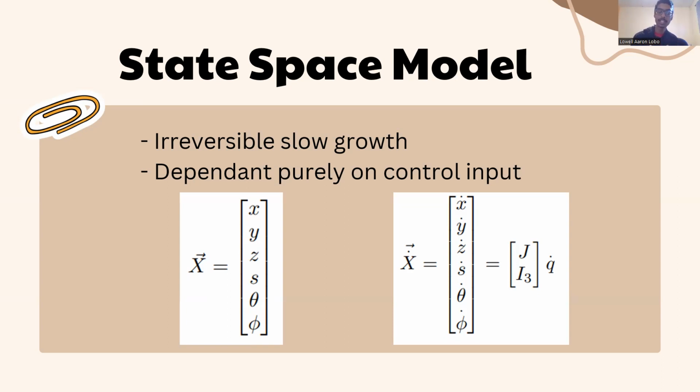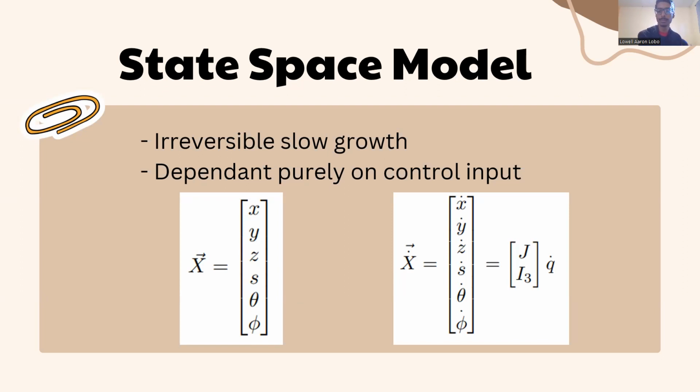Now this looks like the form of x dot is equal to B u. Since our states x, y, z, s, theta, and phi are not really there in the equation, our matrix over here, J and identity, will be considered our B matrix, and q dot will be considered our u, or the control input or control action.